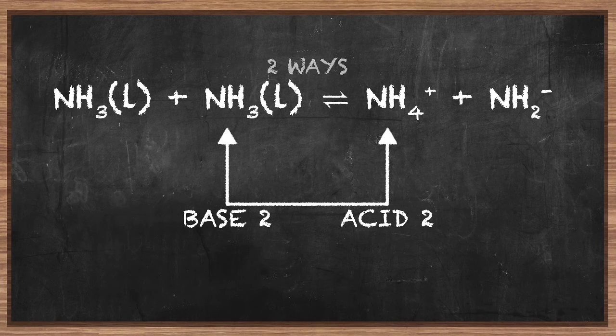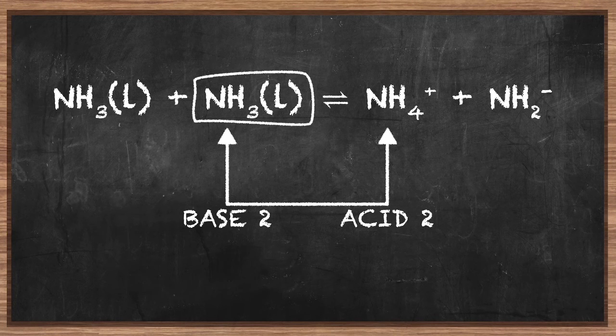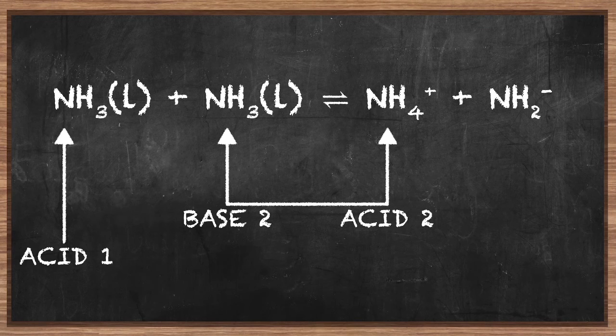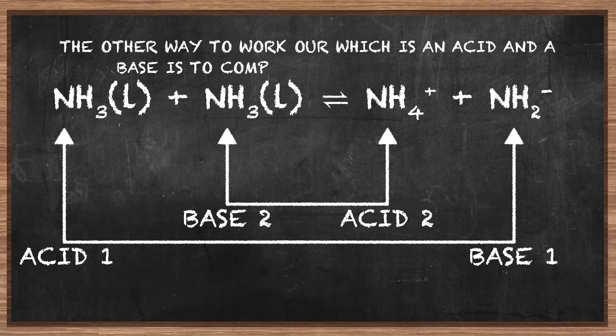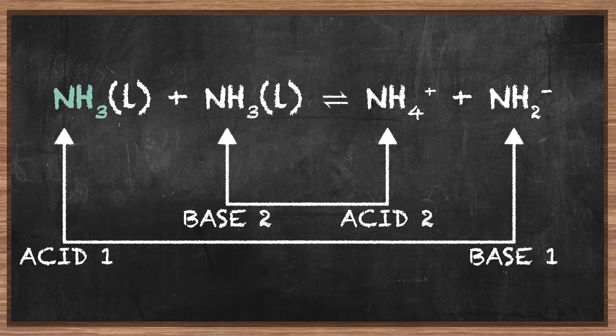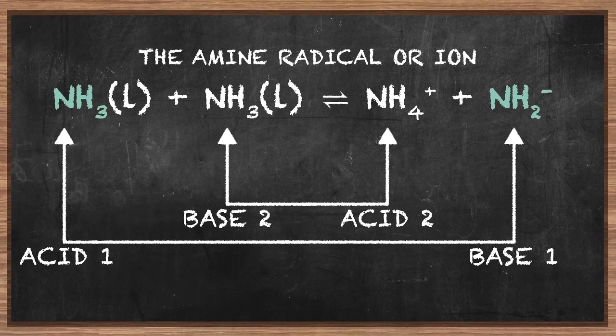There are two ways to proceed from this point onwards. Firstly, we know that if the second ammonia molecule is a base, then the first ammonia molecule must be an acid. Acid-base reactions always require an acid to react with a base. The other way to work out which is an acid and a base is to compare the two substances, NH3, ammonia, and NH2-, the amide ion.